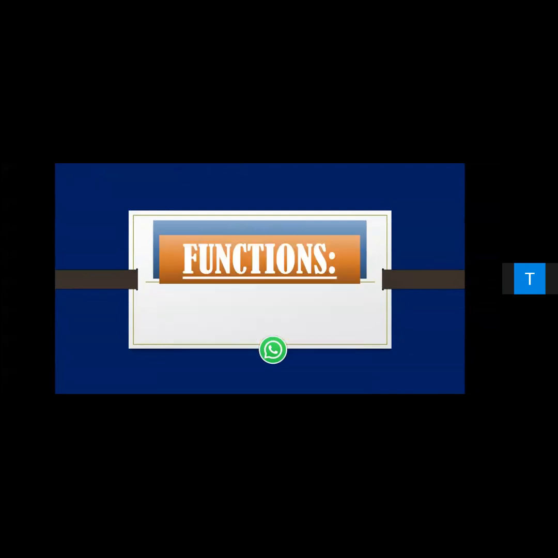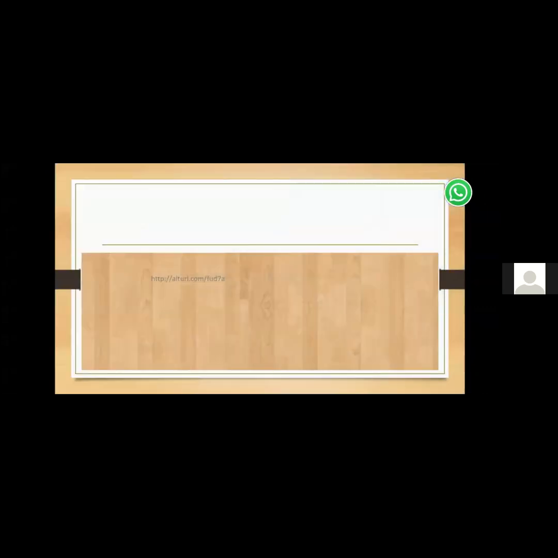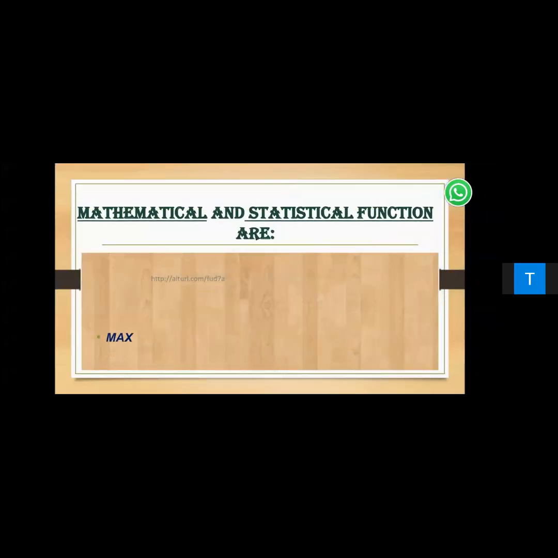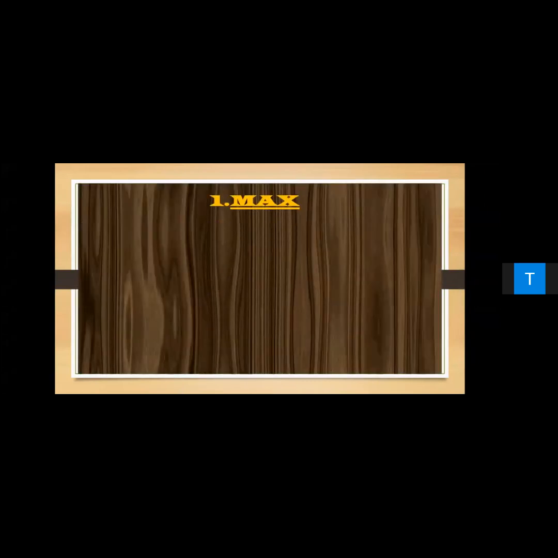So my topic is mathematical and statistical functions. The mathematical and statistical functions are: max, min, average, abs, sqrt, mode, round, round up, round down, and integer. The first is the max. It is used to find the maximum or highest value from all the selected numeric cells or numbers.